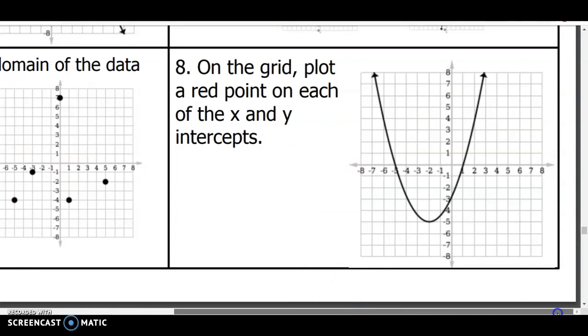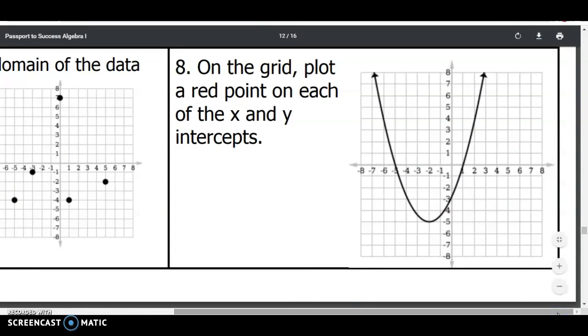Number 8. On the grid, plot a red point on each of the x and y intercepts. So my x-intercepts, or my solutions, roots, and zeros, are at (-5, 0) and (1, 0). My y-intercept is where it intercepts the y-axis, and that is at -3.